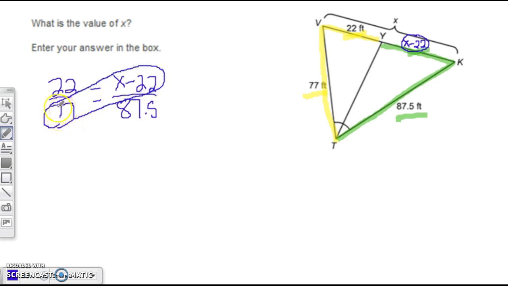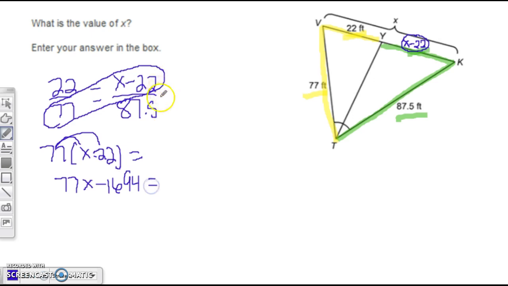Now remember, if we take 77 and we multiply it by x minus 22, we have to multiply it by both of those pieces. So this is one where we're going to have to distribute. So 77 times x is 77x, and then 77 times negative 22 is negative 1,694. And then we're also going to cross multiply this way. 22 times 87.5.